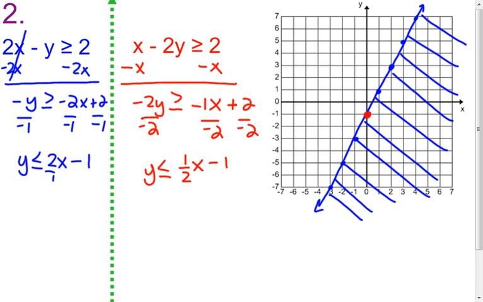You know what? I messed this up. This should have been negative 2 right here. Okay, hang on. I'm going to fix this. Good thing I caught my mistake.